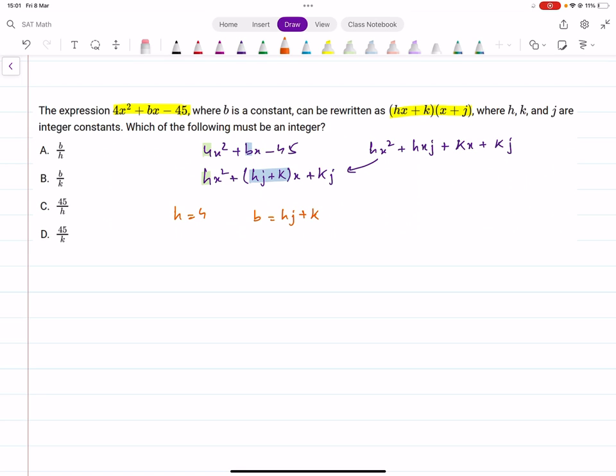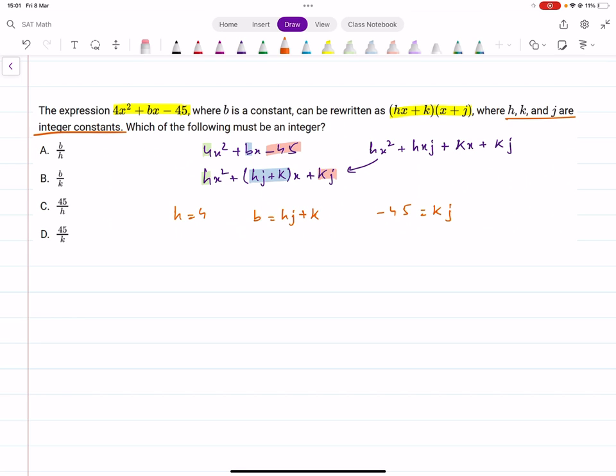Now that's too many variables. Let's compare the last one, the constants. Minus 45 equals k times j. Minus 45, that should equal k times j. Okay, now all of them are integers, h, k and j. They're all integer constants.